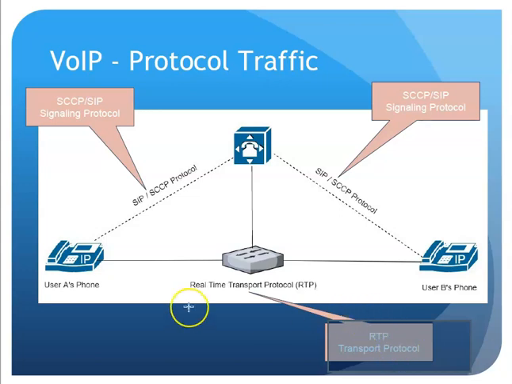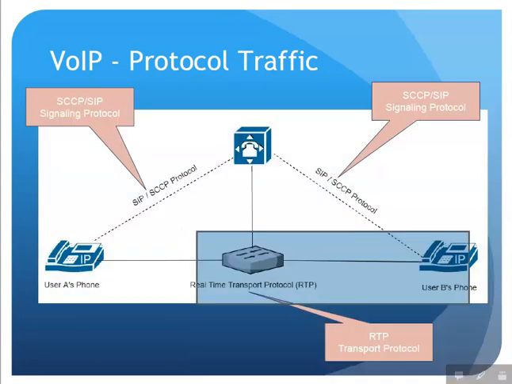So I need to make sure that they're in their own VLAN. I need to make sure that the protocol traffic is encrypted, as well as the protocol traffic is allowed through access lists or whatever to traverse between those 2 phones.